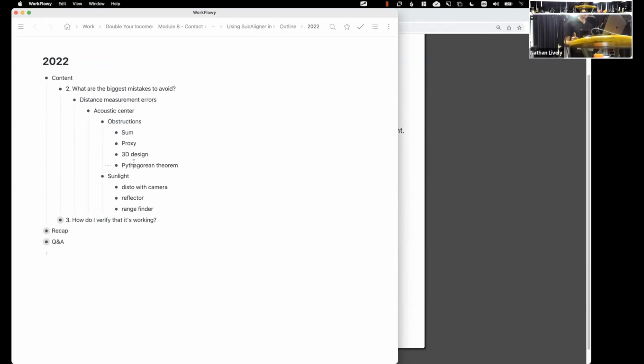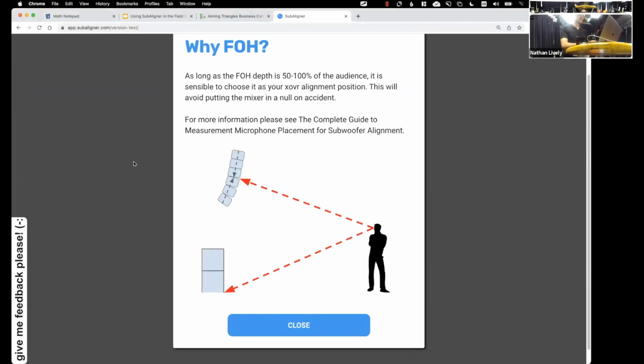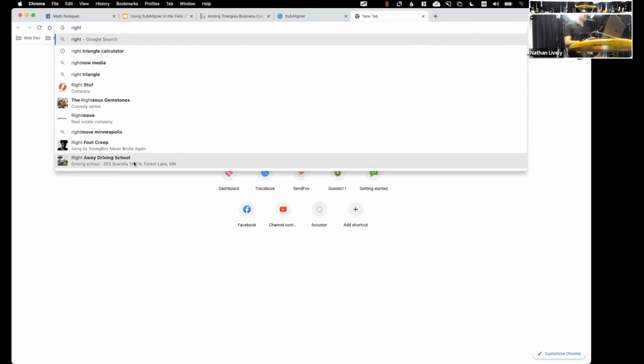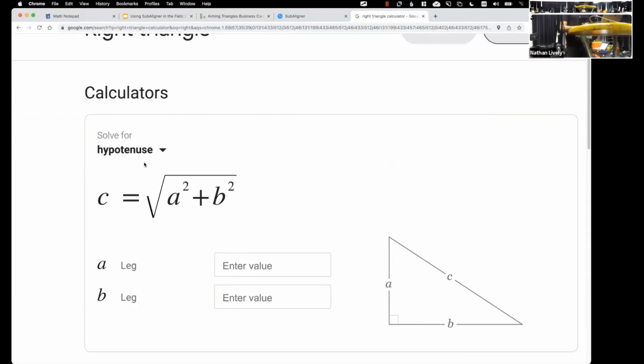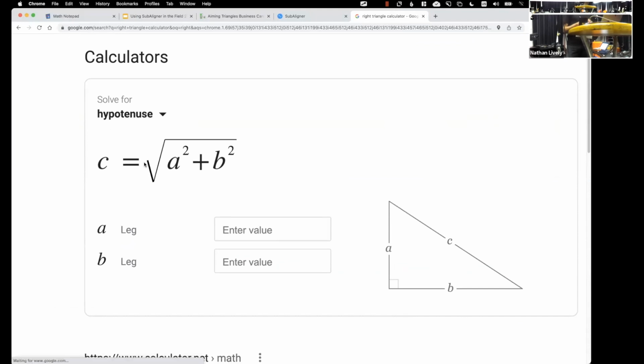Oh, and the Pythagorean theorem is an excellent one. Sometimes I forget about this one, and I wish I wouldn't. If you just type right triangle calculator into Google, it gives you a triangle solver here. If I know my height above the ground, imagine we have a flat audience with sitting head height of about 1.2 meters, then we know the distance to the ground is 1.2 meters.